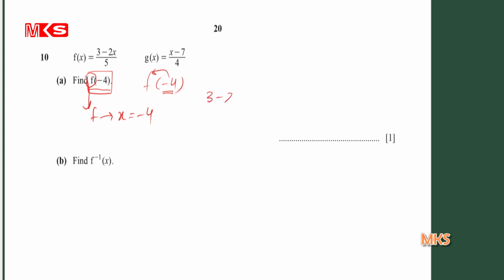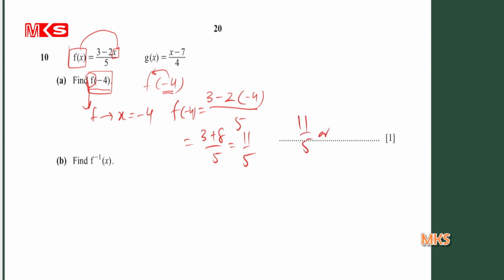3 minus 2 times -4 over 5. ये आपके पास f of -4 होगा. As f of -4 means whatever f of x is, in that you substitute the value of x is equal to -4. And that is 3 plus 8 over 5, 11 over 5. So answer will be 11 over 5, or you can write it 2.2.